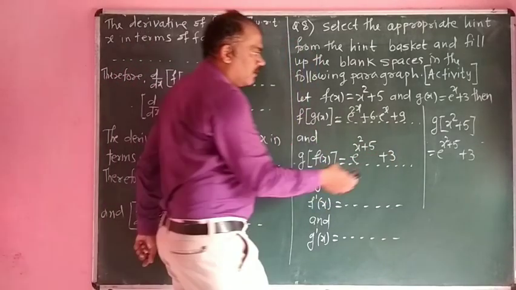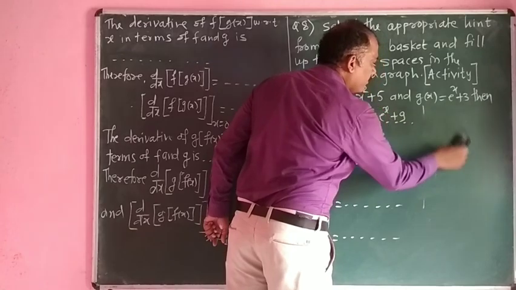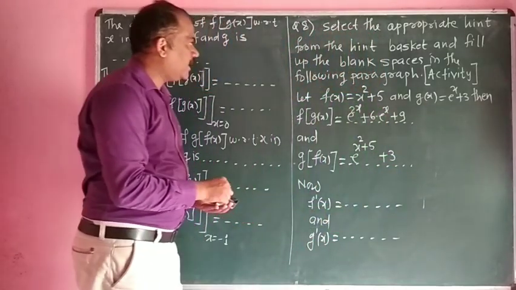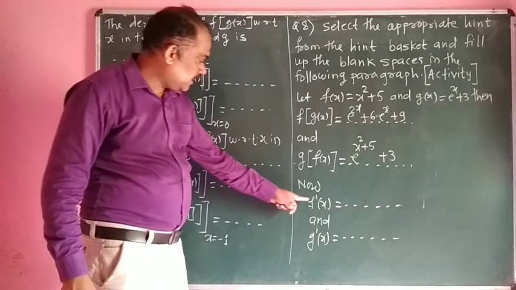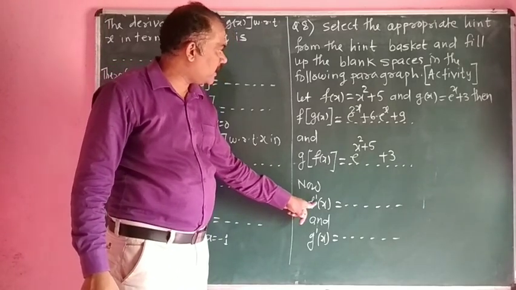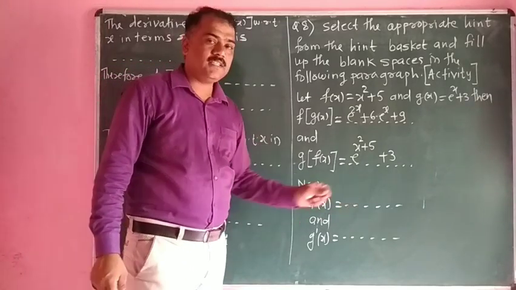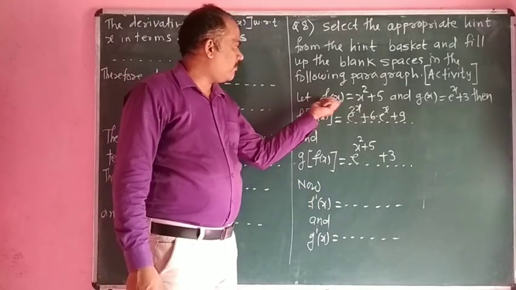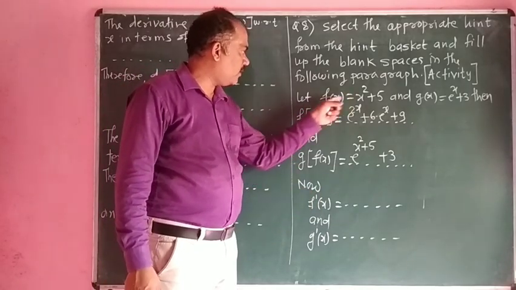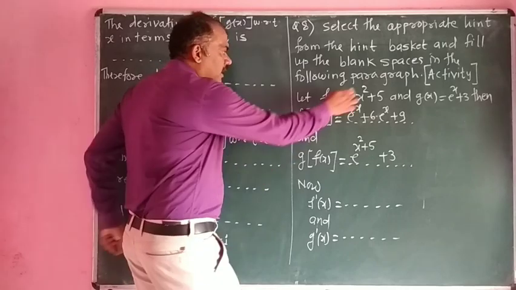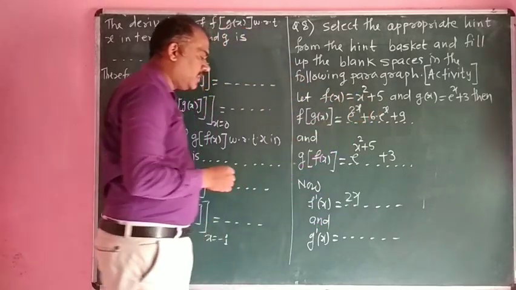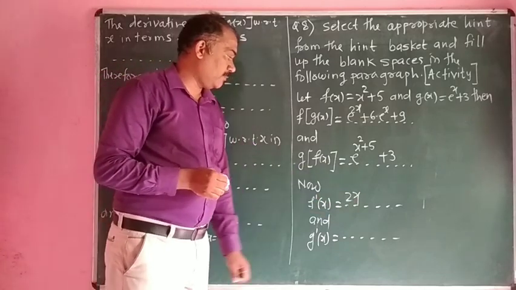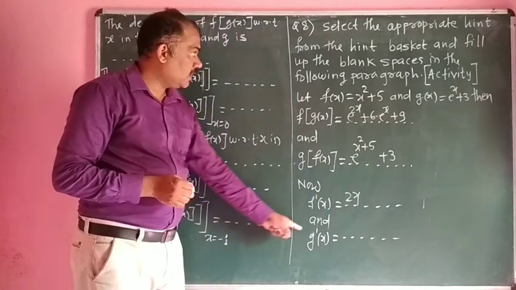Okay, we have to complete these two blank spaces. Now f dash of x, we have to find it. f of x is equal to x square plus 5. We have to differentiate with respect to x. Derivative of x square is nothing but 2x. 5 is a constant, so its derivative is 0. 2x plus 0 is nothing but 2x.